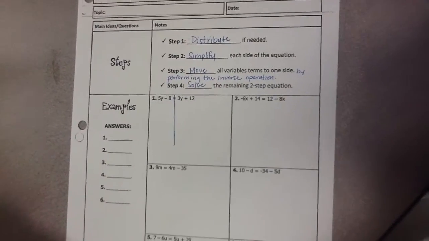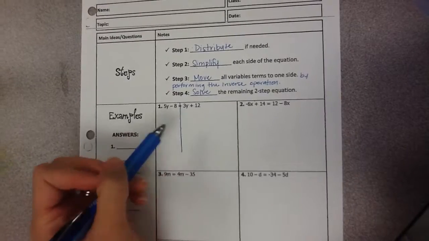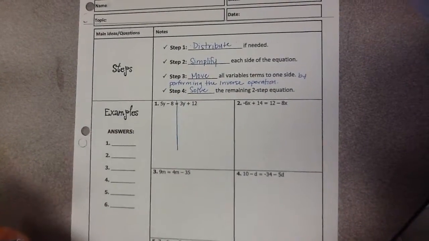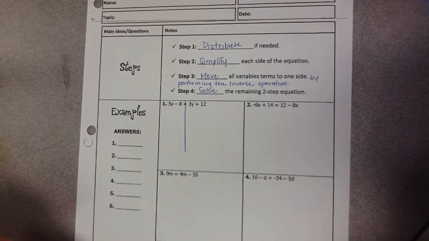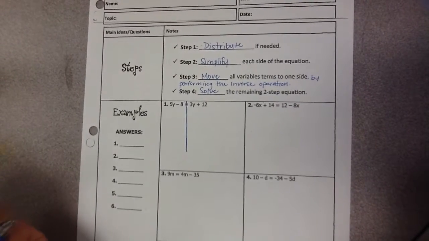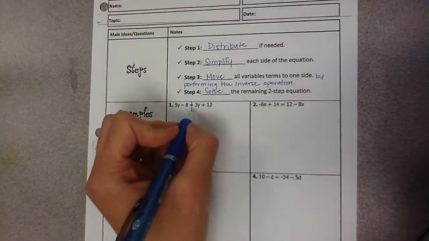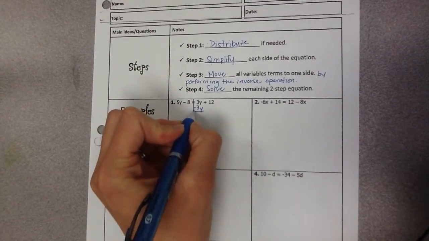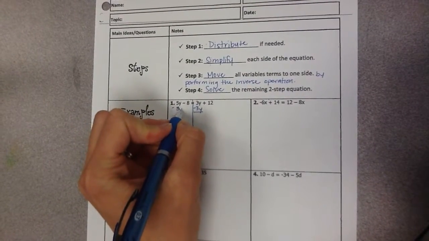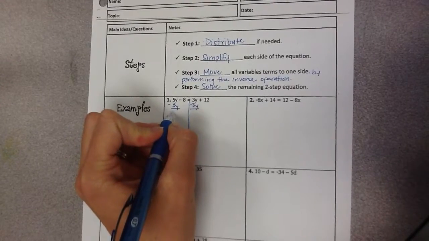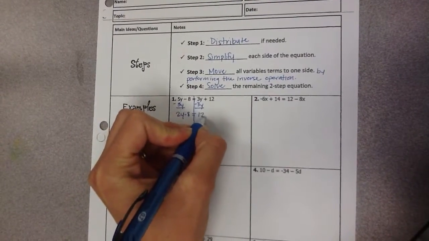So now I have a choice to make. I can either get rid of my constant term first or get rid of my variable term first. It doesn't matter. In fact, I may solve this one twice so you can see that it doesn't matter either way. I'm going to go ahead and get rid of this 3y first. So I'm going to take 3y away from each side. It's a positive 3y, so I get rid of it by subtracting 3y. When I do that, I have 2y left on this side, minus 8 equals 12.